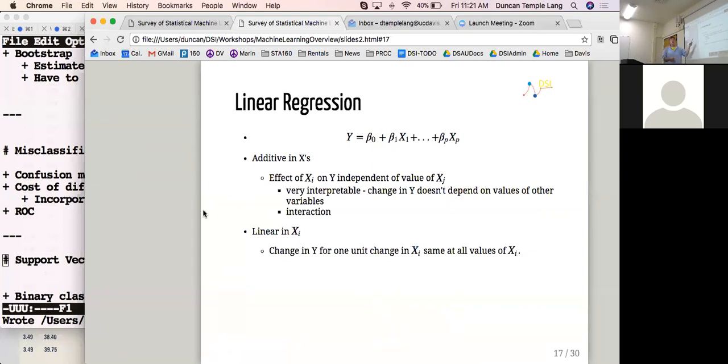But this is an extremely flexible model. When we look at the original picture I drew, we had that quadratic. We fit a linear model to a straight line, but we can easily fit the quadratic. We just put in an x squared term, and life is fine.